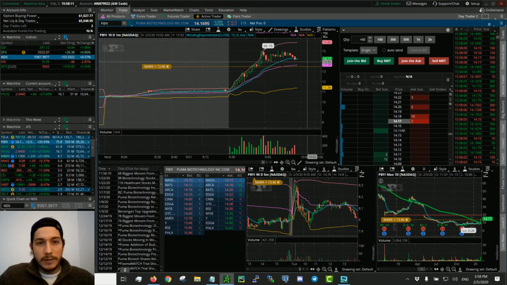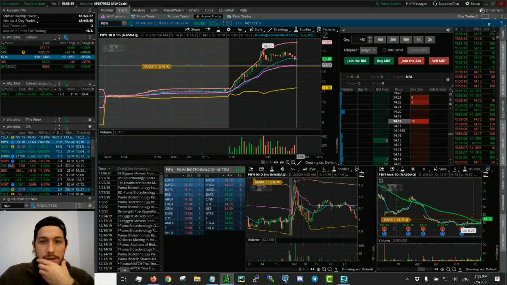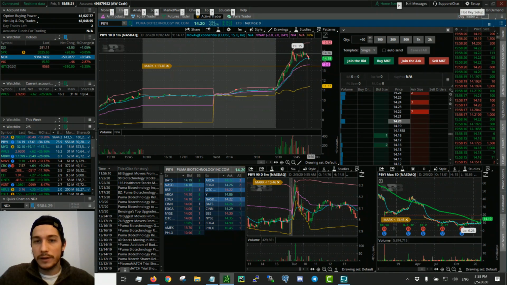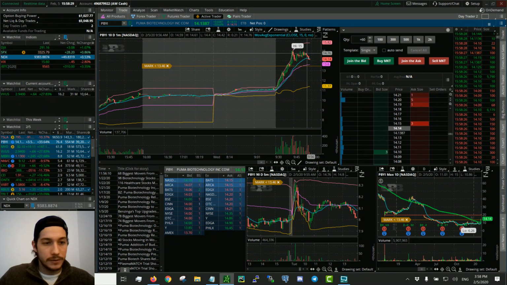All right, PBYI pulling back a little bit. 350 could be a nice entry in this, but again, I don't really know why I would be trading it besides pure technicals. I don't know if there's news on this or anything like that. There has to be something. Or maybe it's just some shorts getting squeezed. Who knows?